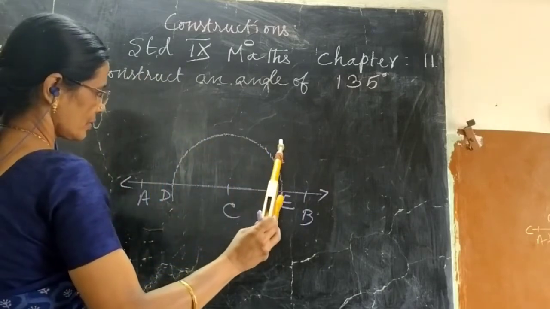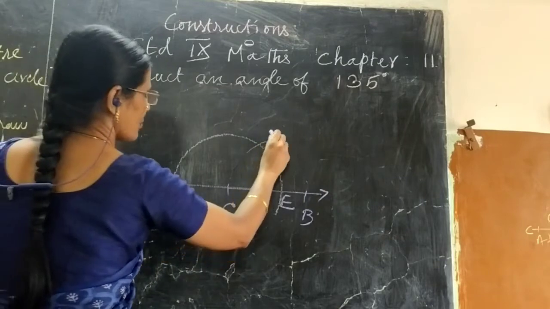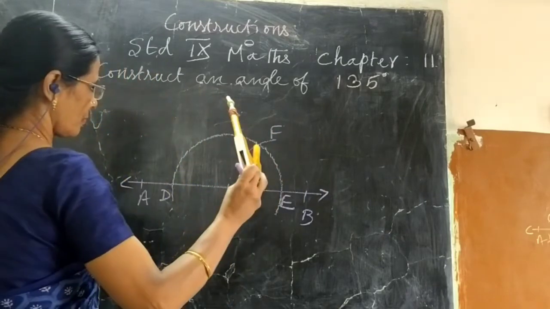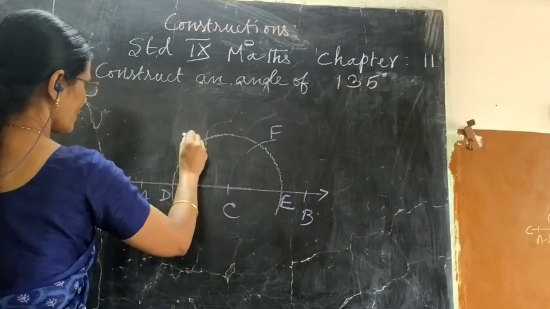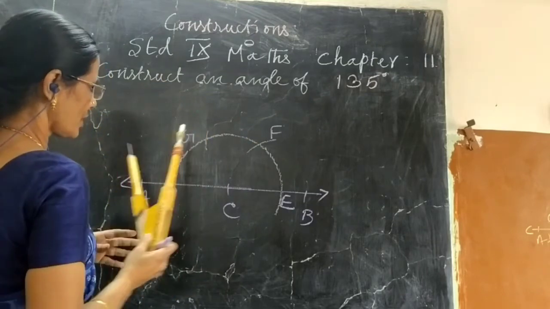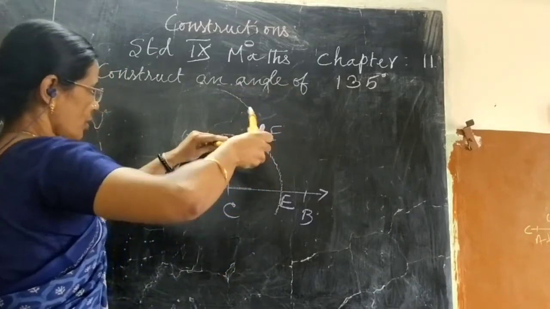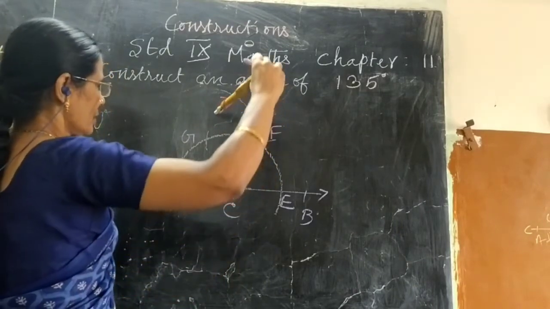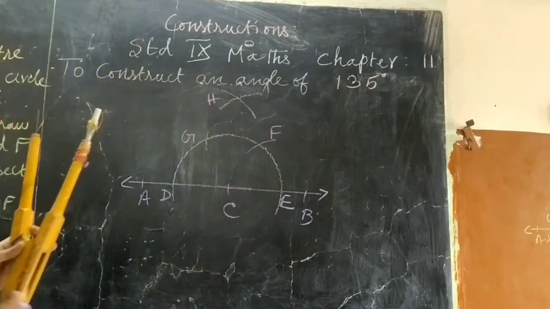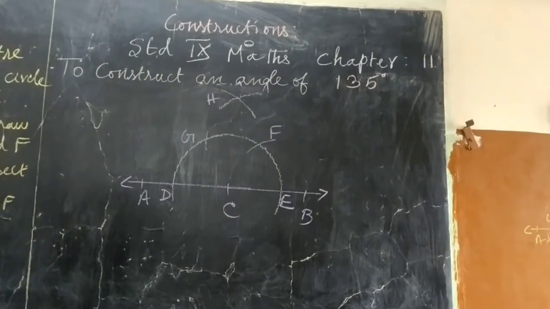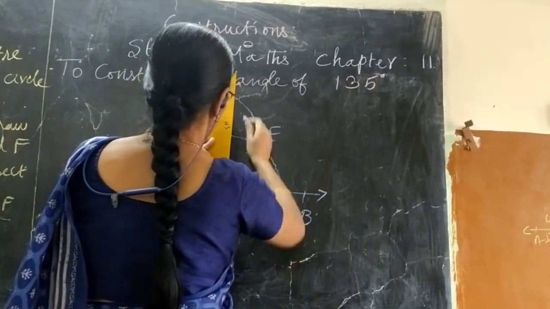E center, the same radius and an arc is drawn. The point of intersection is F. F center, with the same radius, another arc is drawn on the semicircle. The point of intersection is G. From G and F, arcs are drawn above the semicircle to intersect at the point H. Join CH, we will get 90 degree.